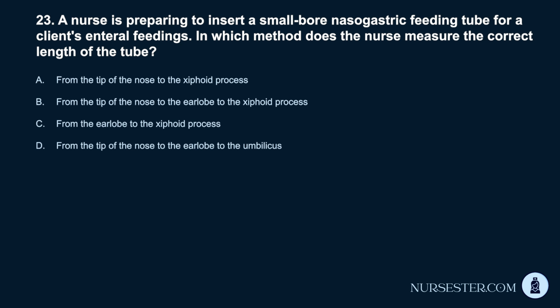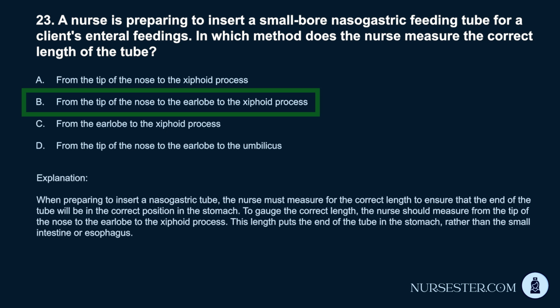23. A nurse is preparing to insert a small-bore nasogastric feeding tube for a client's enteral feedings. In which method does the nurse measure the correct length of the tube? A. From the tip of the nose to the xiphoid process. B. From the tip of the nose to the earlobe to the xiphoid process. C. From the earlobe to the xiphoid process. D. From the tip of the nose to the earlobe to the umbilicus. Correct answer, B. From the tip of the nose to the earlobe to the xiphoid process.